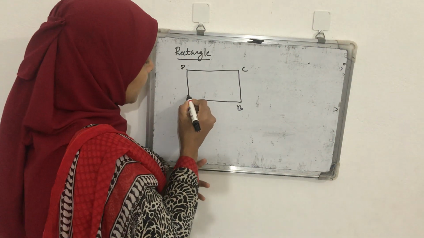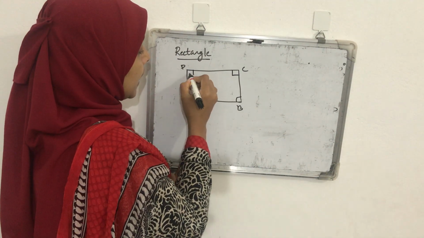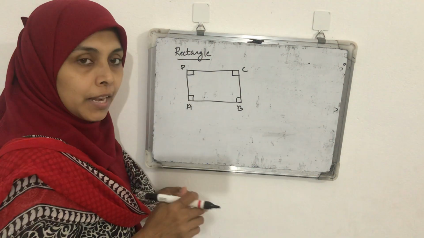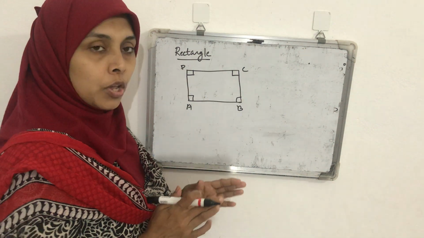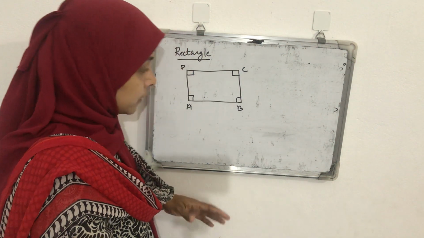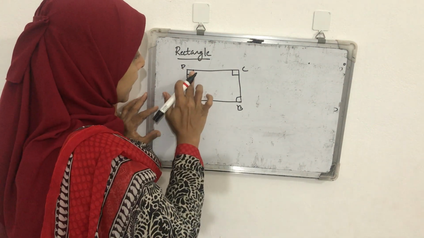Because all the angles of a rectangle will be 90 degrees. All the angles of a rectangle will be 90 degrees. That is the main property of a rectangle. Now, one more property is also there when we consider the diagonals.